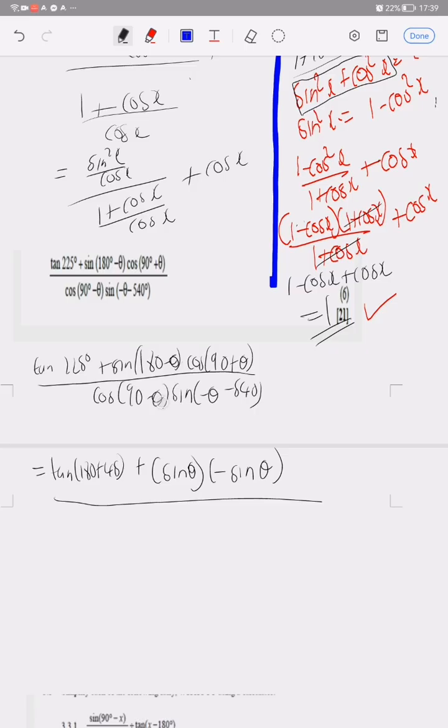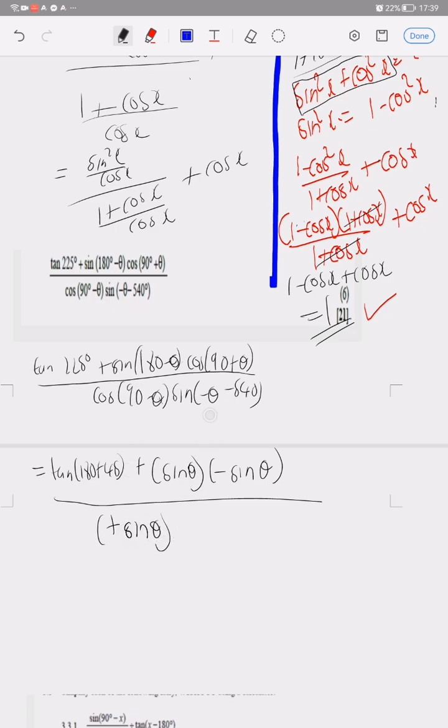Which quadrant is that one? It is in the first quadrant. So what do we do from there? Cos is positive, so it's going to be positive. Since we have a 90, it's going to be sine theta.